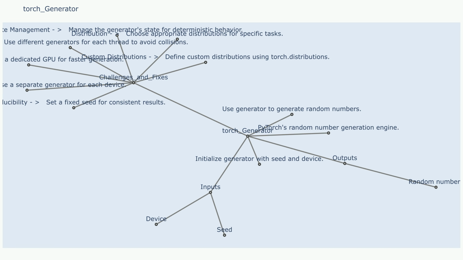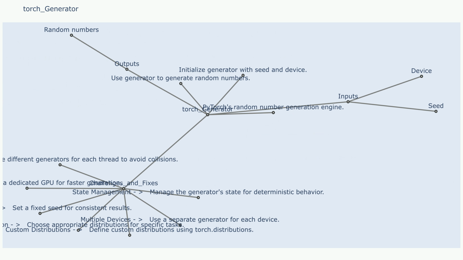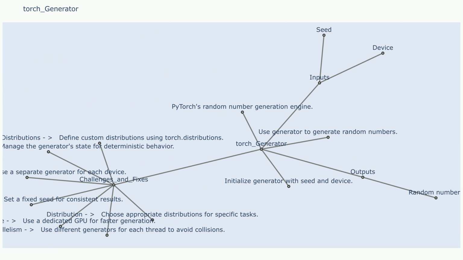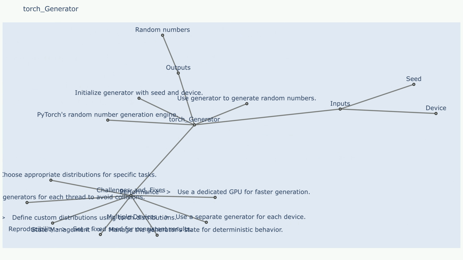torch.Generator. Description. A torch.Generator object in PyTorch is responsible for managing the random number generation process. It encapsulates the state and settings that determine how random numbers are produced, allowing for control over the reproducibility of your results. Inputs: none. torch.Generator doesn't directly take any input arguments during its instantiation. Outputs. Random numbers. It provides methods to generate random numbers, e.g. torch.randint, torch.randn, which are then used in various PyTorch operations.